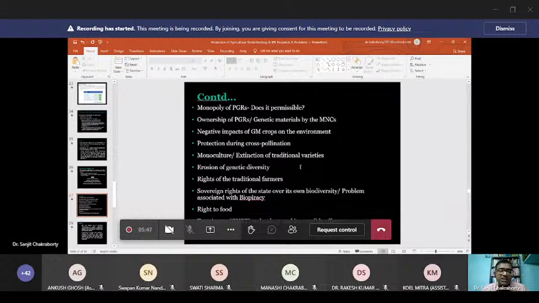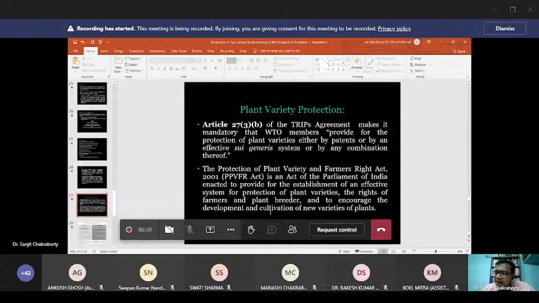Now, if we look into the global perspective, because after hearing up to this, maybe some of you may ask this question: is it compulsory for us to grant intellectual property rights? First of all, let me tell you this thing, that intellectual property law has been highly globalized.